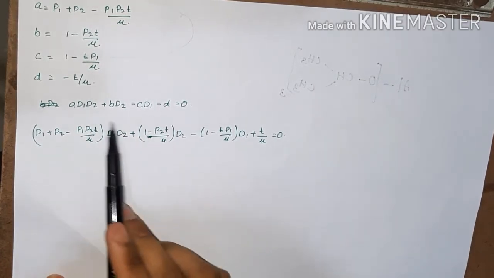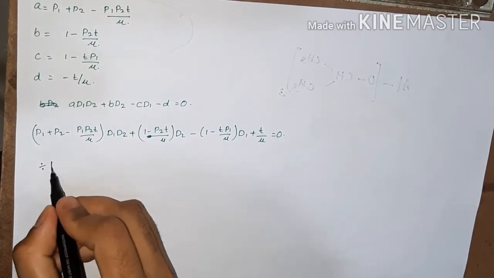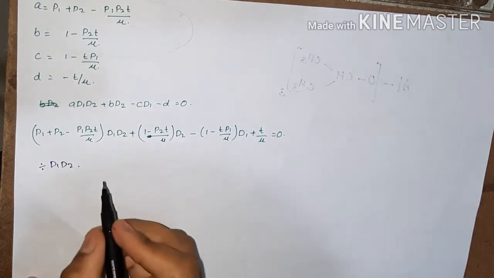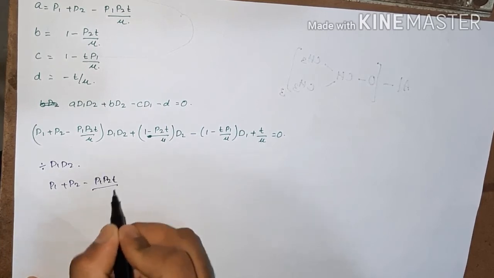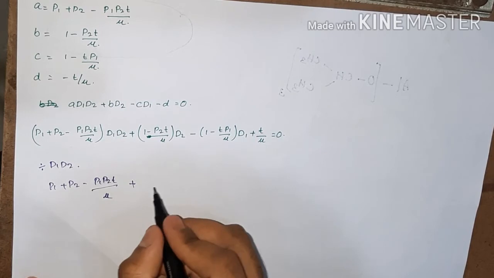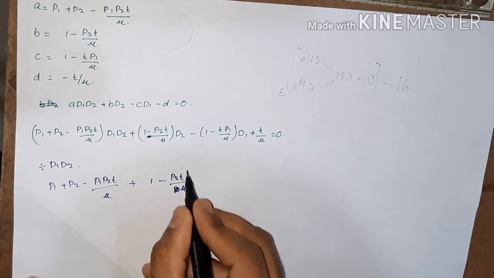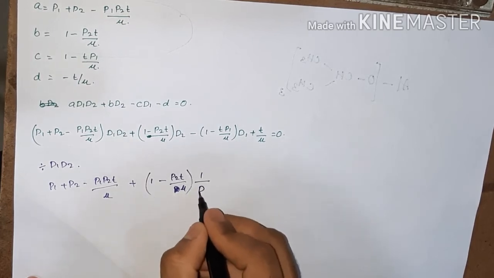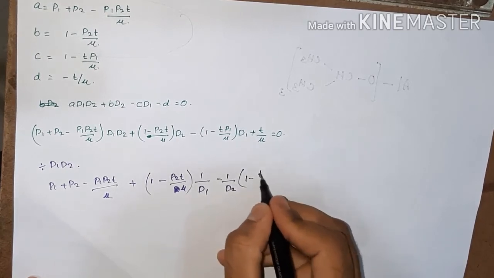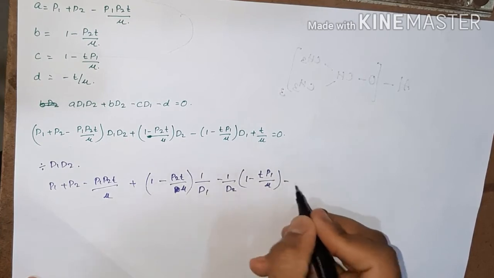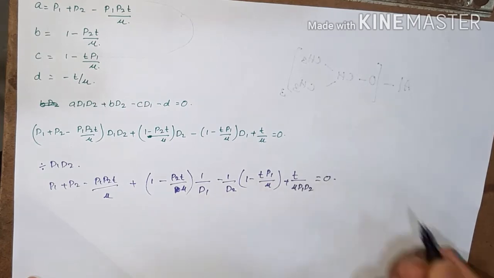Substituting the condition for image plane in these values of Gauss constants and dividing throughout by d1 d2, you will get p1 plus p2 minus p1 p2 t divided by mu, plus (1 minus p2 t divided by mu) into 1 by d1, minus 1 by d2 into (1 minus t p1 divided by mu), plus t divided by mu d1 d2, will be equal to 0.